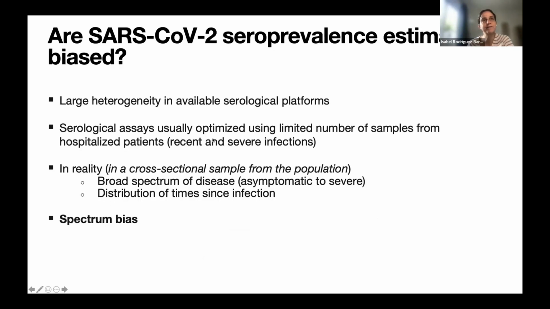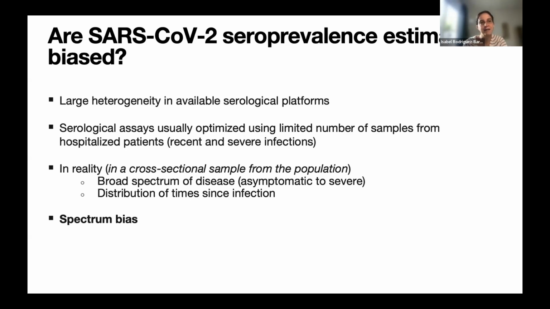And this is something that worried us very much early on during the pandemic, when a lot of results started to be published on seroprevalence of SARS-CoV-2. We were very aware of how much the quality or the applicability of these commercial serological tests might vary. We were worried because there's large heterogeneity in available serological platforms, and because we know that serological assays are usually optimized using limited numbers of samples from hospitalized patients with severe disease, right? So recent infection and severe disease.